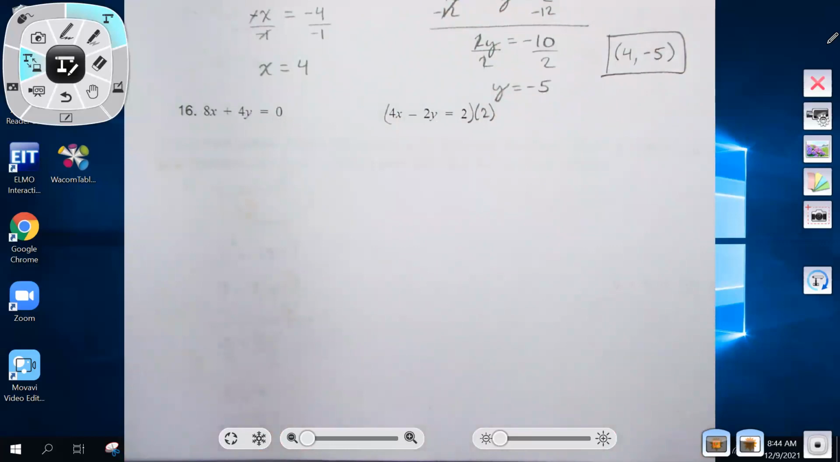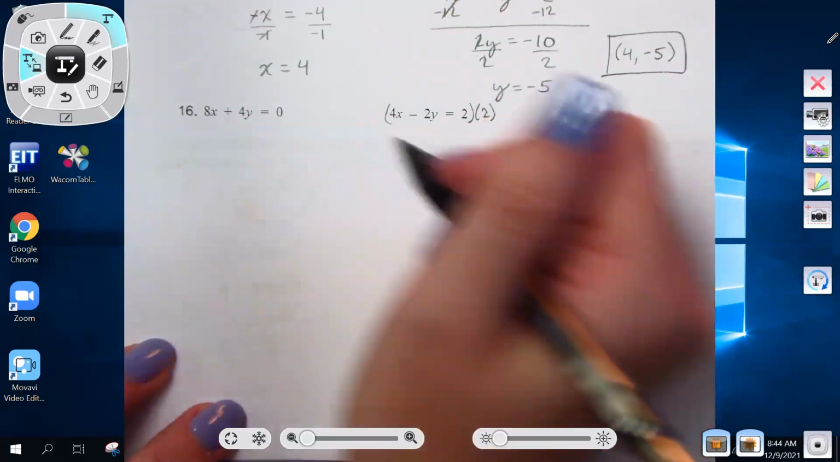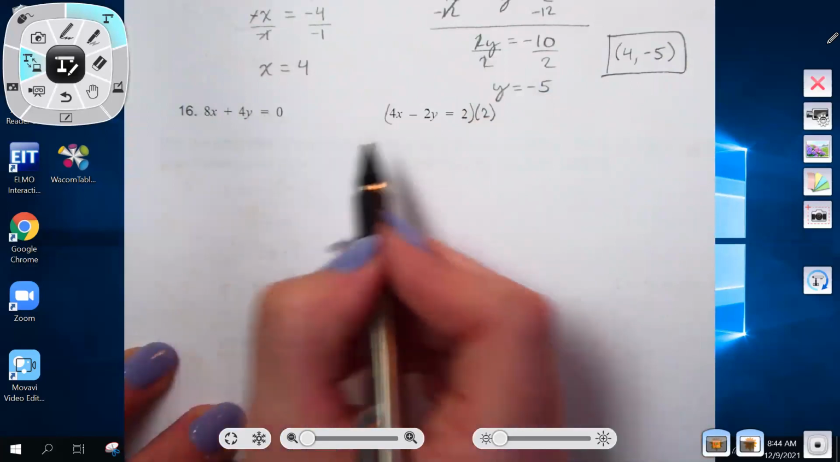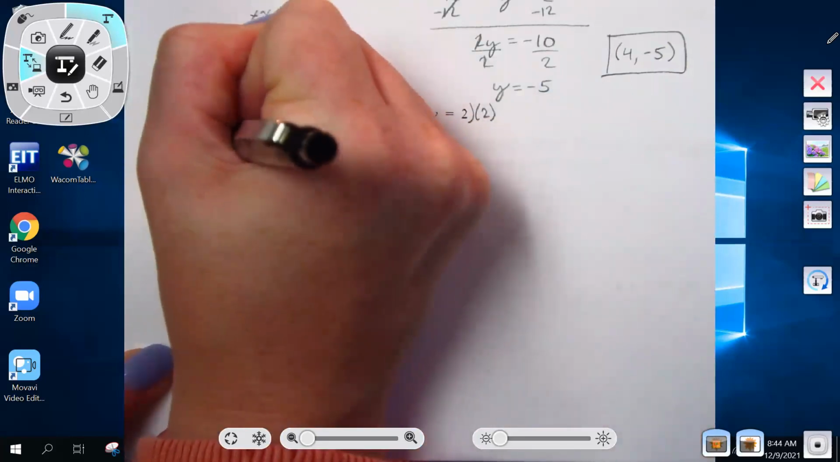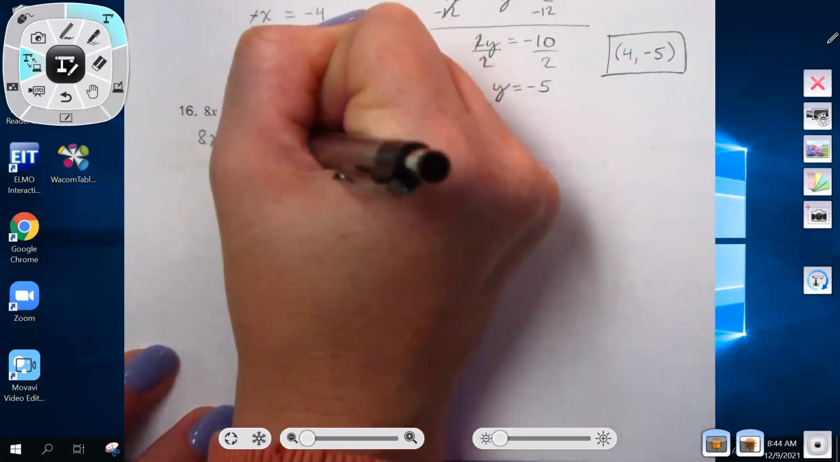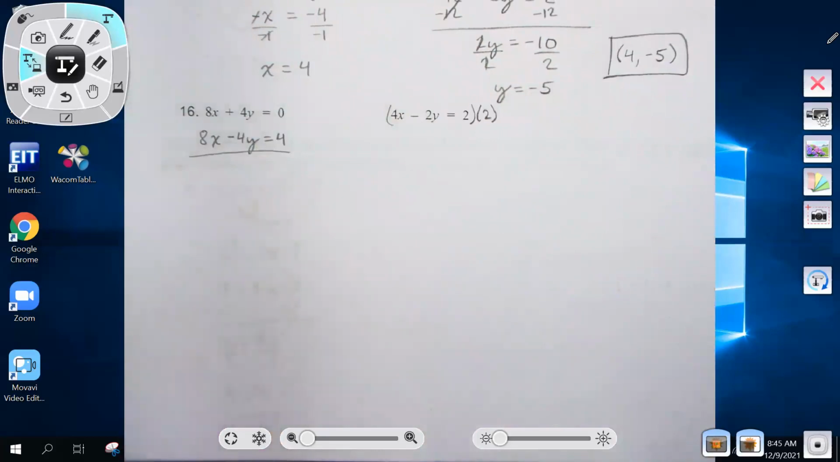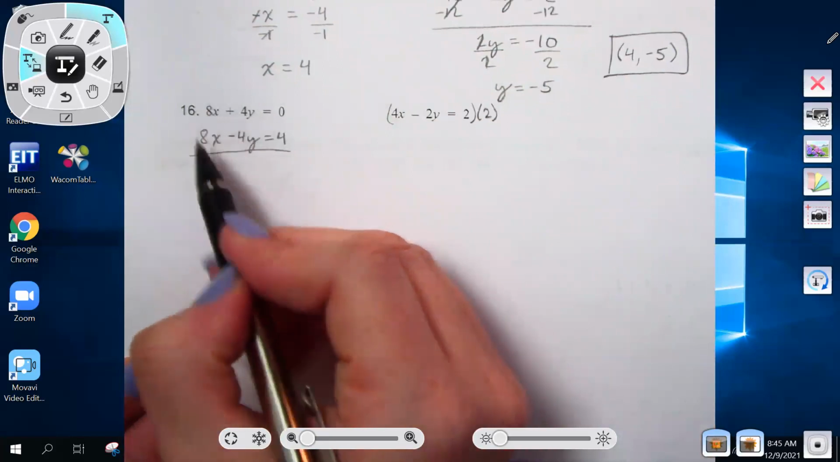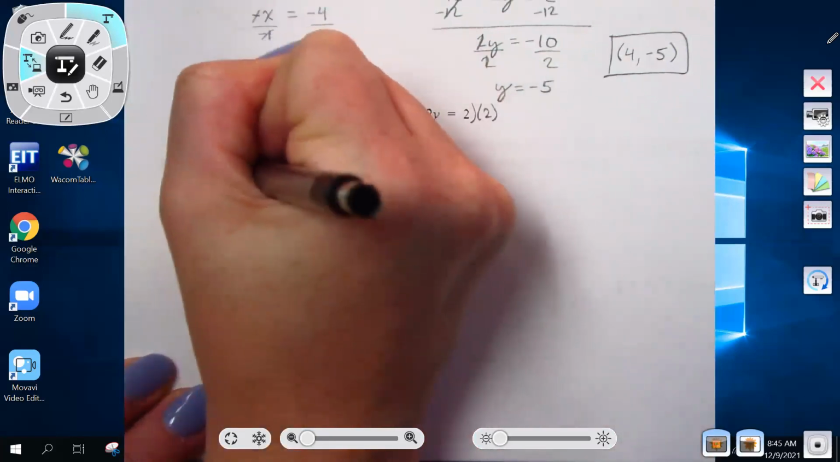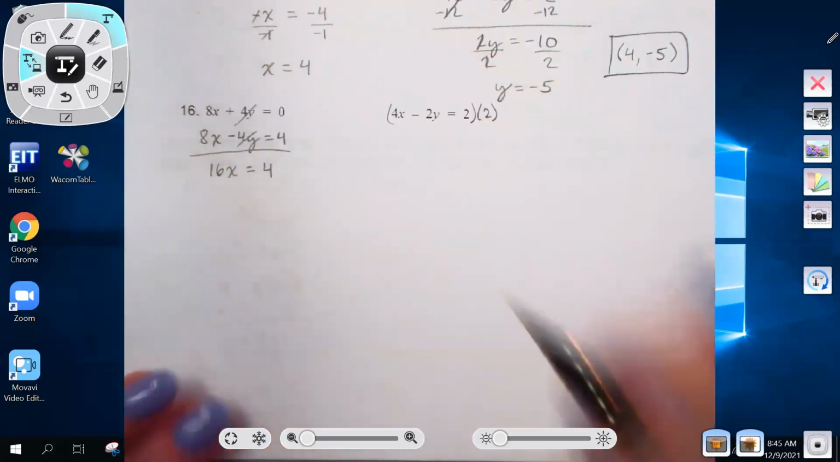That's not the only route to take, but that's what I'm going to do. So if we multiply everything in this equation by 2, I'm going to go ahead and write it just below this one. So we get 8x minus 4y equals 4. Now that I've made sure that something will cancel, I can combine my equations. 8 plus 8 is 16x. The y's cancel. 0 plus 4 is 4.